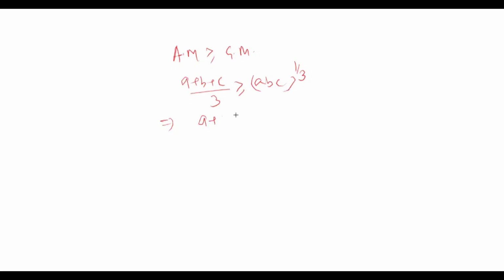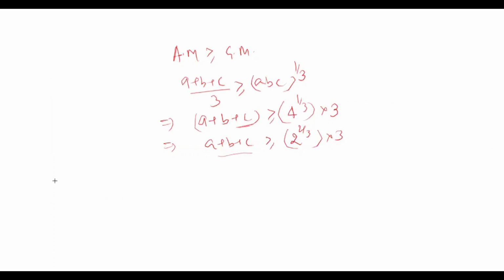Okay, let's see. ABC to the power 1 by 3. So A plus B plus C is greater than or equal to 2 to the power 2 by 3 into... They are in AP, right? So ABC are in AP.